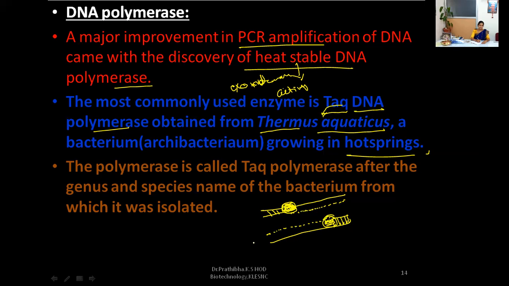The polymerase is called Taq polymerase after the genus and species name of the bacterium, Thermus aquaticus, from which it was isolated. Hope you understood here. This polymerase enzyme is responsible for extension of DNA, that is, synthesis of DNA, adding the individual nucleotides according to the template DNA.